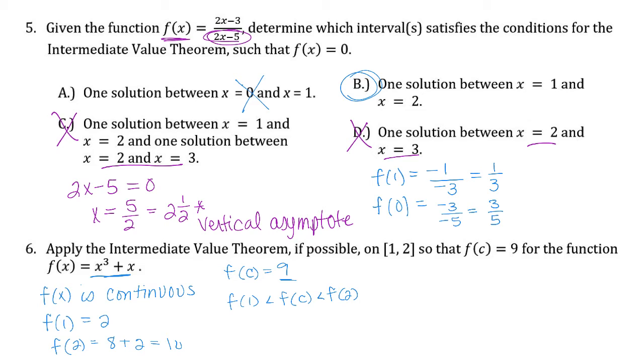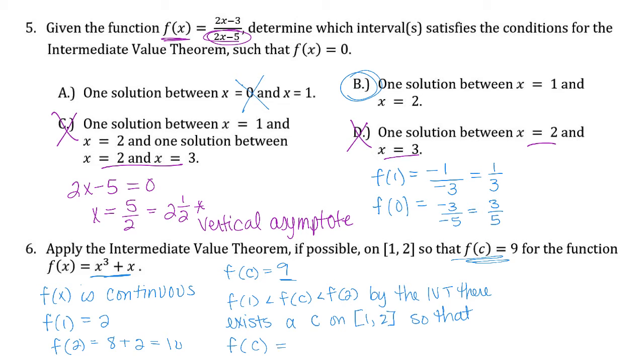So by the intermediate value theorem, there exists a c on the interval 1 to 2, and you just state that conclusion, which you're getting from up here, so that f at c equals 9.